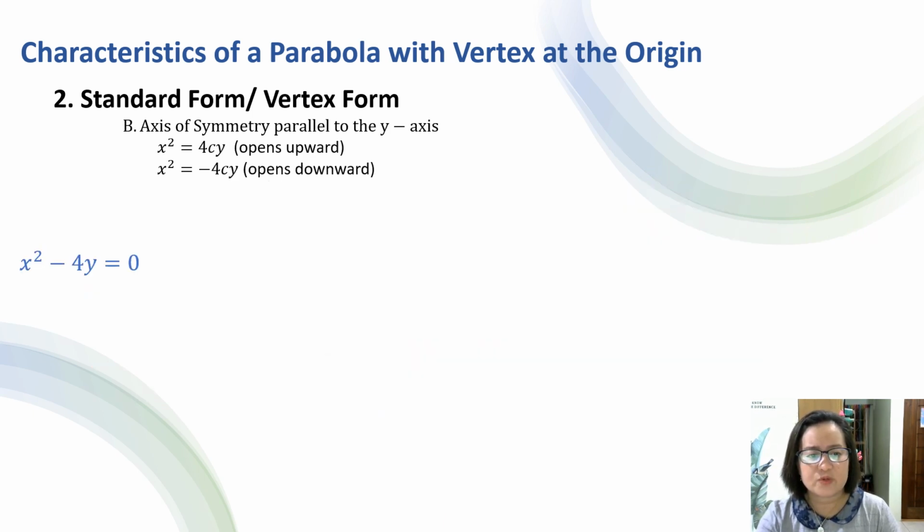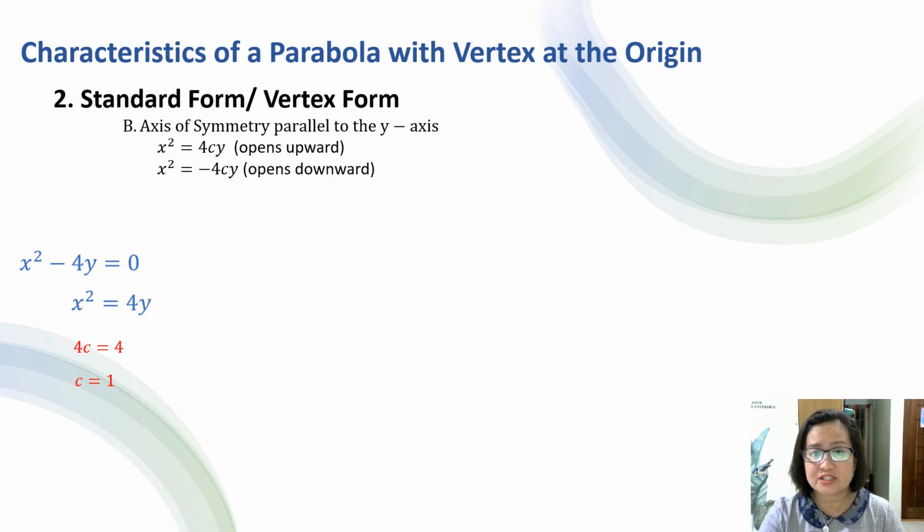Now, what if we have the parabola with a given equation x squared minus 4y equals 0? Are we going to do the same? Yes, we will have to transform the given equation to this form: x squared equals 4cy or x squared equals negative 4cy. Transposing the linear term to the other side, we will have x squared equals 4y. We can say that 4c equals 4. Dividing both sides by 4, we will have c equals 1.